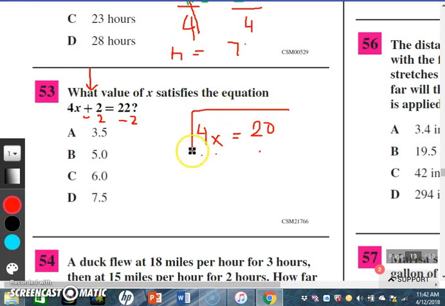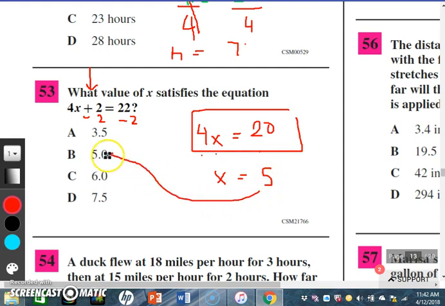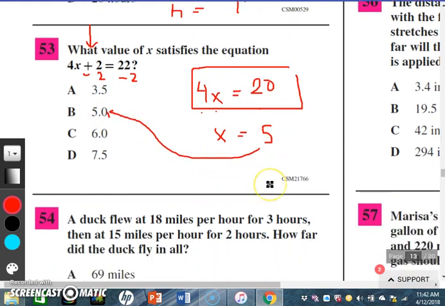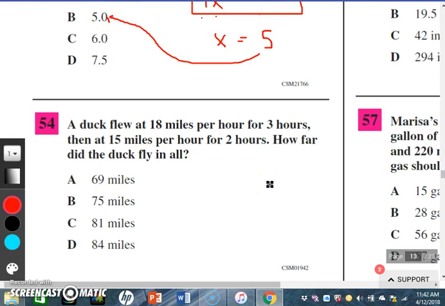So absolutely, thank you, David. 4 times 5 is 20, so therefore, as you guys can see, x is equal to 5, and there you go, 5.0 as a decimal is 5. We're almost done. Thank you guys for paying attention.